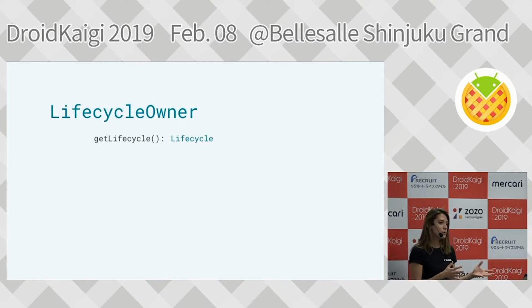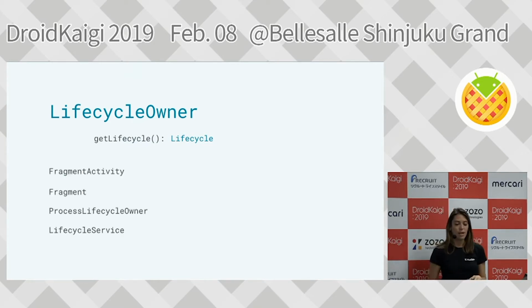The architecture components also bring the concept of Lifecycle Owner. From an object that is a lifecycle owner, you can get a reference to the lifecycle by calling the getLifecycle method. We have 4 default lifecycle owners: activities, fragments, processes, and services. More precisely, the classes that extend AppCompat activity, fragment, process lifecycle owner, and lifecycle service will also be lifecycle owners.